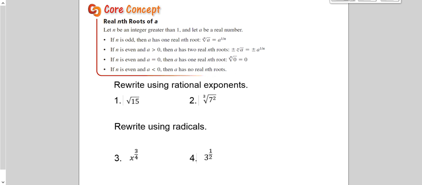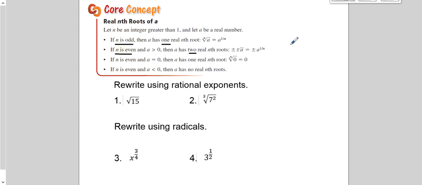Real nth roots. Let n be an integer greater than 1, and let a be a real number. If n is odd, then a has one real nth root. So if we're doing a cube root or a fifth root or a seventh root, where the index is an odd number, then it has one real root. If n is even, and a is greater than 0, then a has two real nth roots.